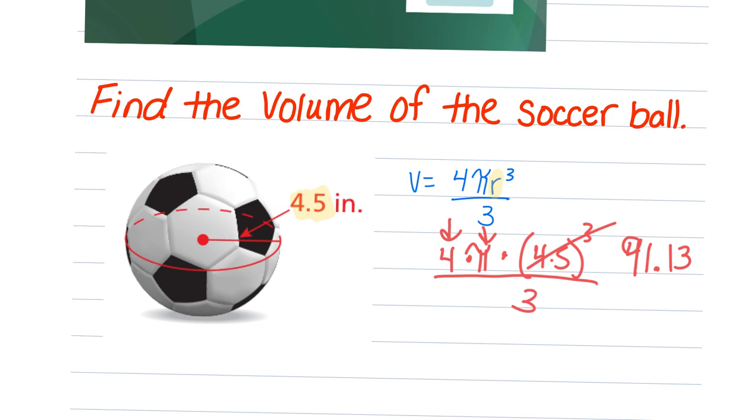Again, when they give you the radius, it's as simple as following the formula and plugging in the r where it says r and then doing your math. And since this is in inches, we'll put inches, and since this is volume, we'll put cubed.